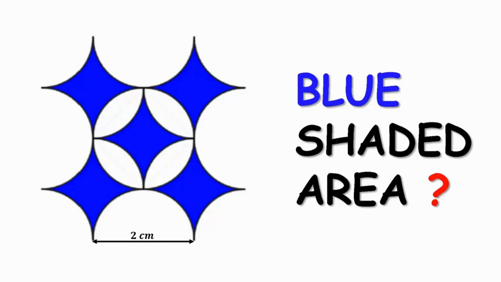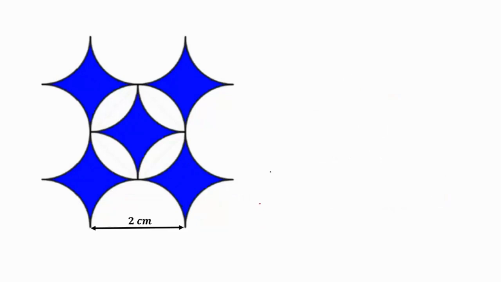So in this video, we are going to solve for this problem where we need to calculate the blue shaded area. So let's get started and let's see how we're gonna do that. We have this figure, and in this figure, we are given the data that the diameter of this semicircular region is 2 centimeter. And we need to calculate this blue shaded area.